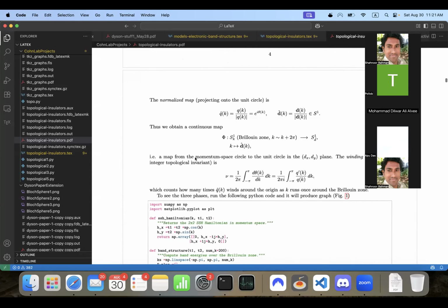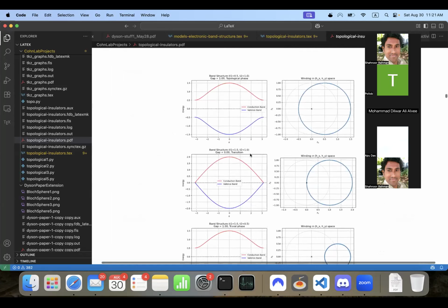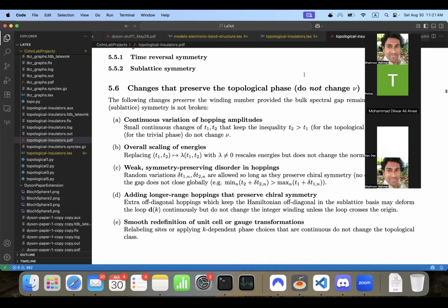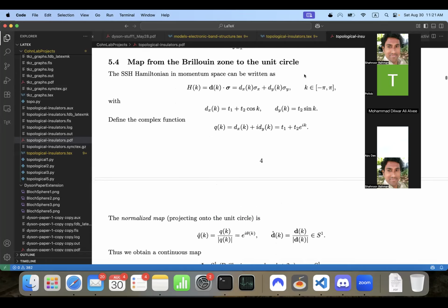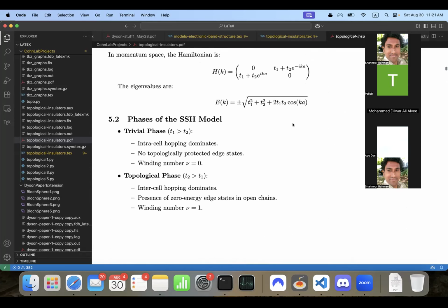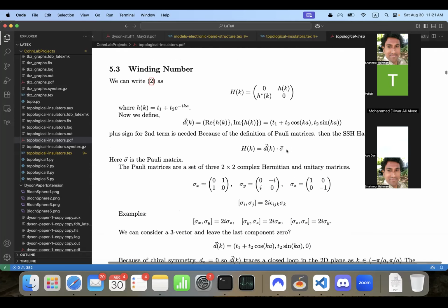And then I have written the code and that generated this graph. Okay, so we get the bands as before, conduction band and valence band. And we also get something called the winding number. Now, what it is: the off-diagonal terms, we call it d(k), and it has a real and imaginary component, right? Because it's just T1 plus T2 e to the power iKa, real and imaginary component.